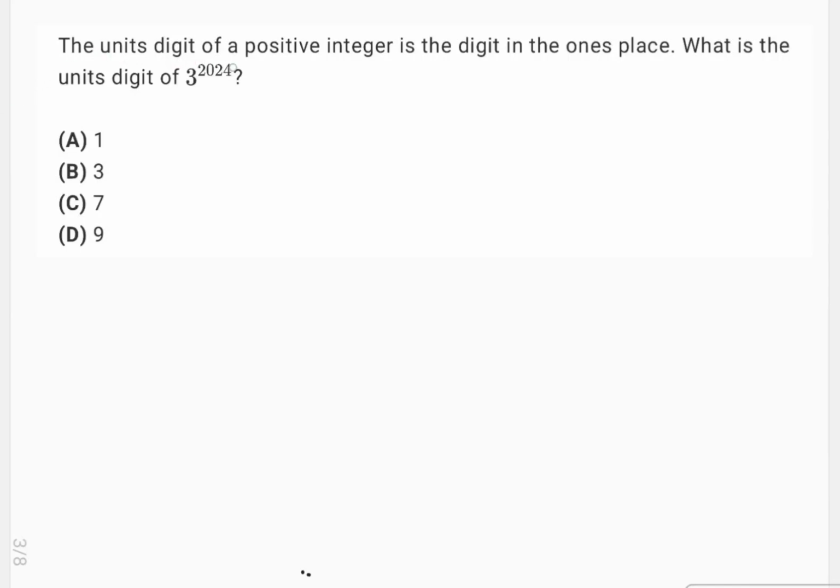The units digit of a positive integer is the digit in the ones place. What is the units digit of 3 to the power of 2024? First, let's take a step back and understand what a units digit is. It's simply the last digit of a number.